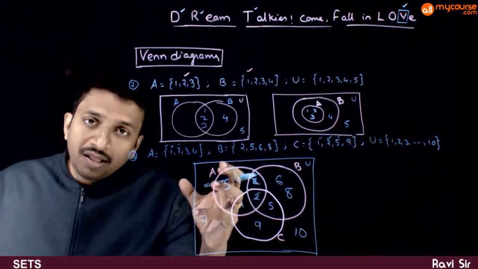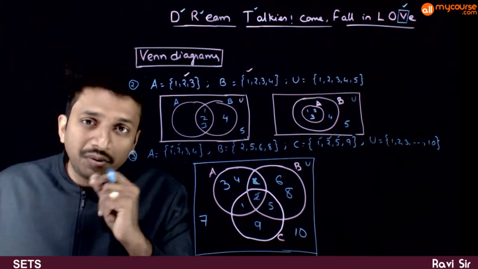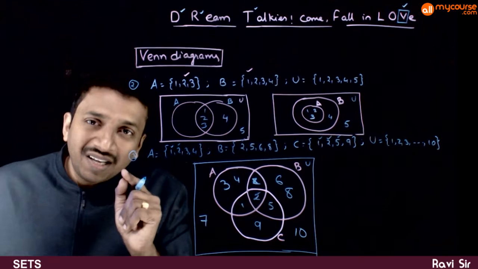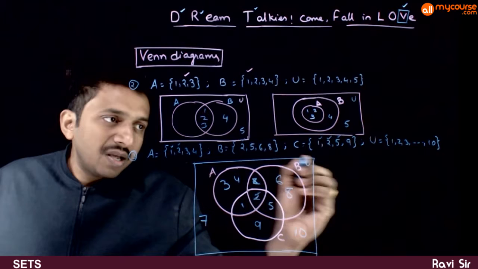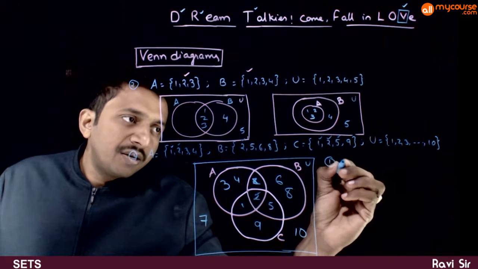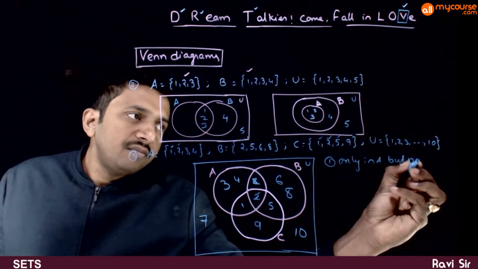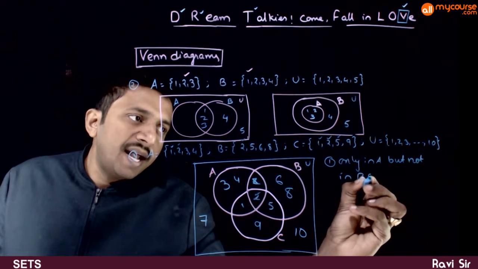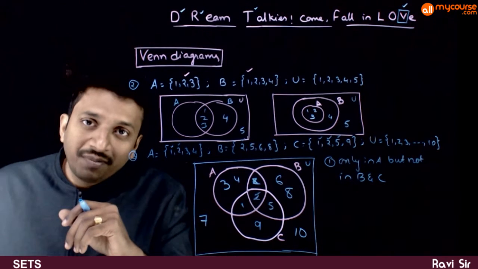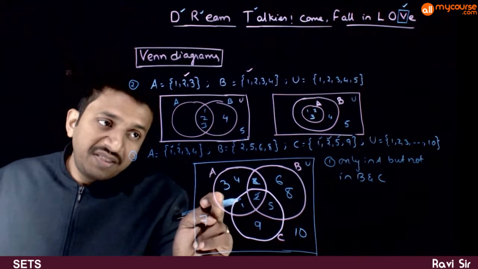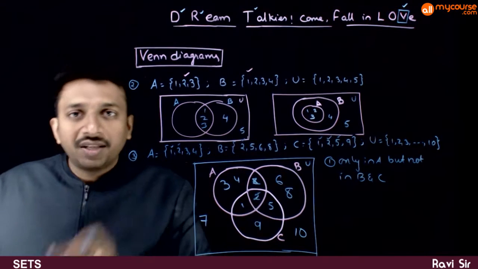So now once you fill this Venn diagram, you can answer certain questions very easily. So if I ask you, what are the elements present in A but not in B and C? That is, what are the elements present only in A but not in B and C? So the answer would be 3 and 4. So 3 and 4 are the elements which are present only in A but not in others.